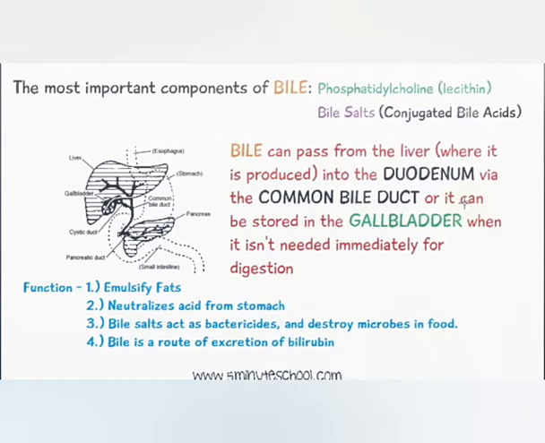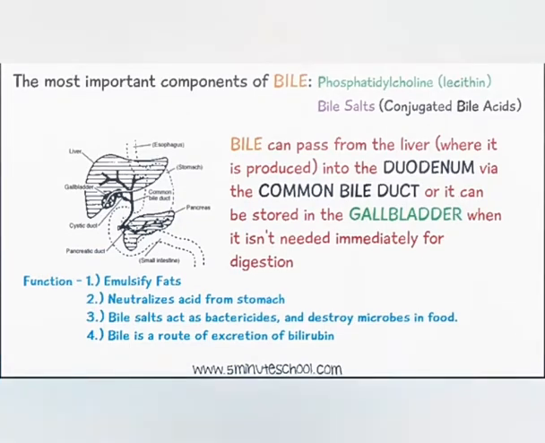It also neutralizes the acid from the stomach. Bile is an alkaline solution, and the acid in the stomach is obviously acidic, so it will in turn neutralize this stomach acid. Also, bile salts will act as bactericides and destroy the microbes in food.